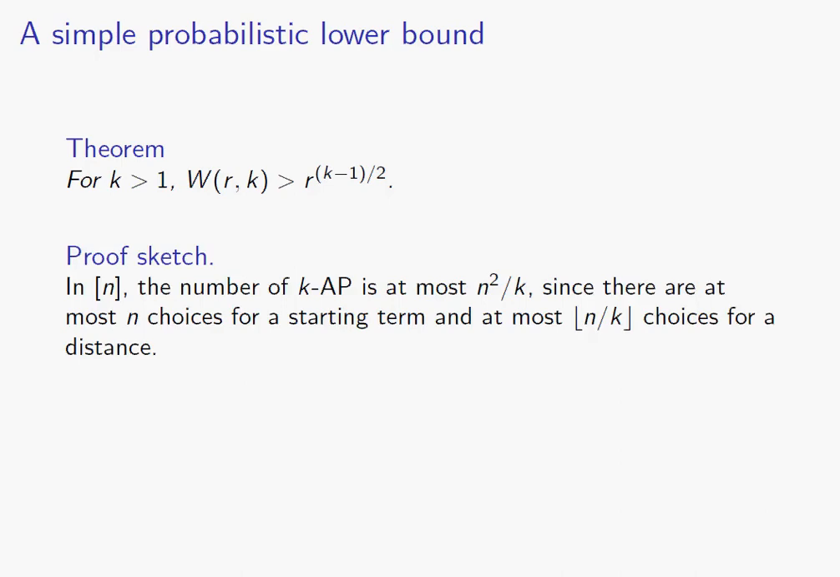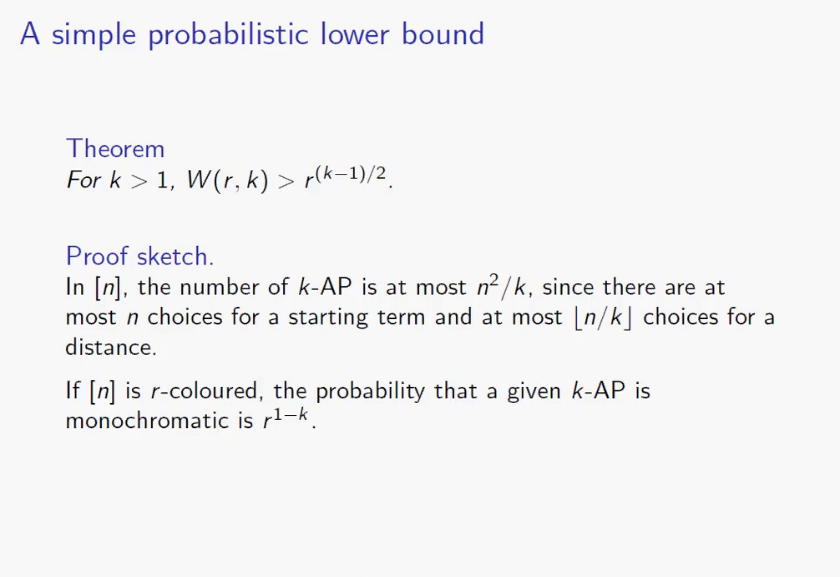So in the first n positive integers, we can estimate the number of k-term APs. It's at most n squared over k, since we have at most n choices for a starting term, and then at most n over k choices for a distance between successive terms. Now the actual count is a little bit better than this, but this estimate is enough for our purposes.